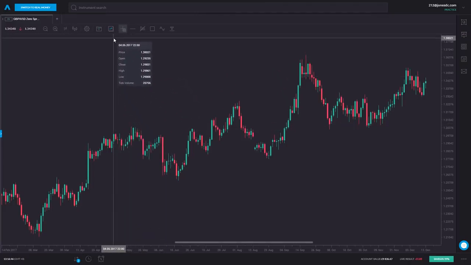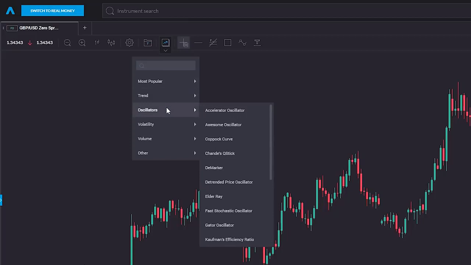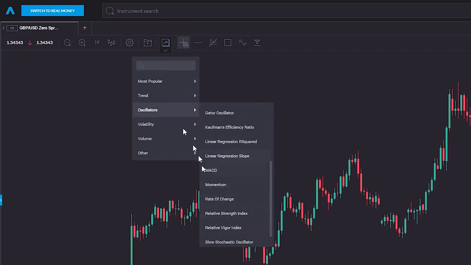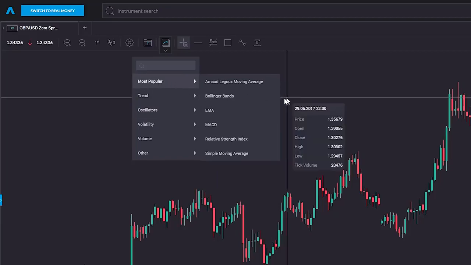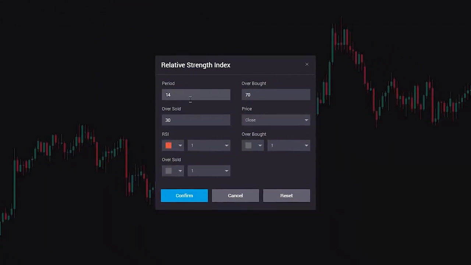Let's add our RSI. We access the RSI from the indicators tab up here. We can click down, choose oscillators and scroll down and pick Relative Strength Index, but it's also in the most popular because it is one of the most popular. Click on Relative Strength Index. Here we go. It defaults to the textbook version, 14-day RSI.